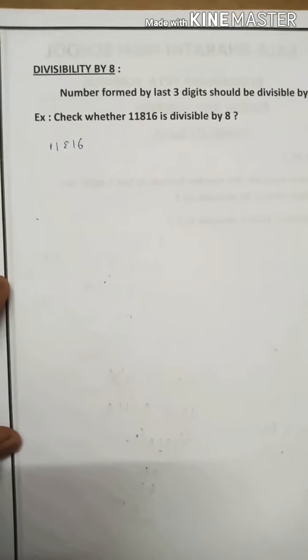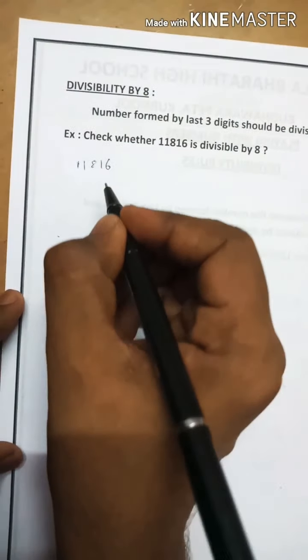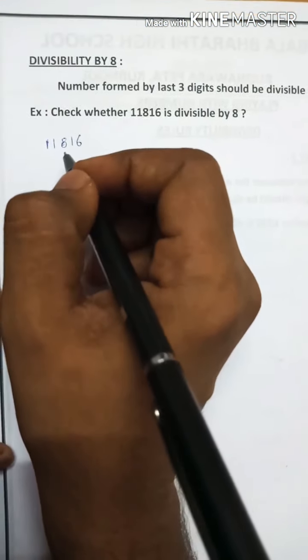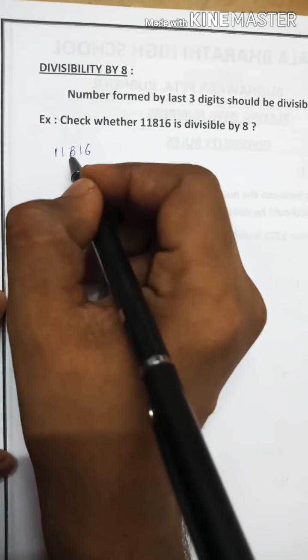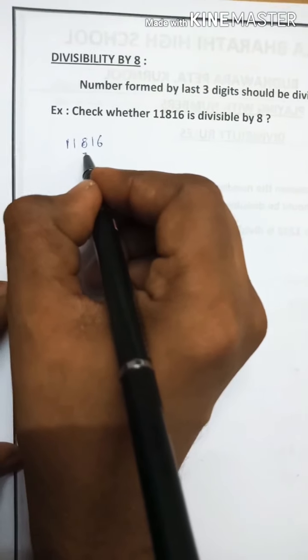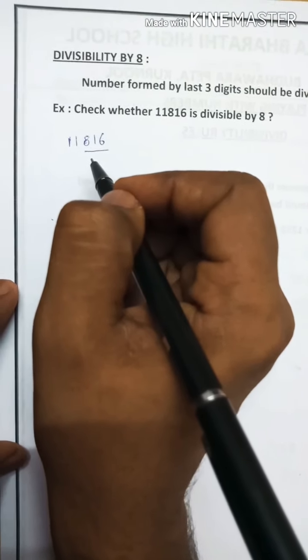11,816. Now if you observe this number carefully, 11,816, we have totally 5 digits in this number, right? So what are those 5 digits? 11816. And what are the last 3 digits in this number? 816, that is 816.